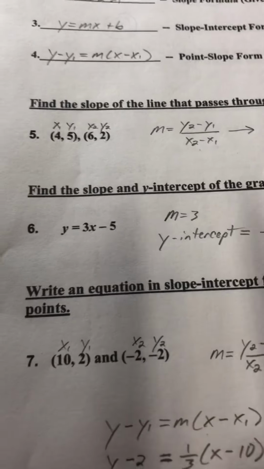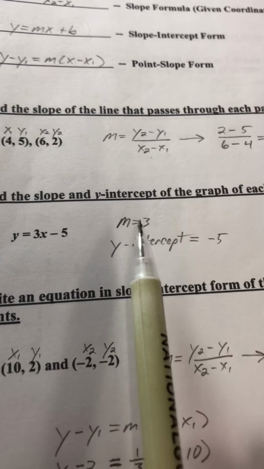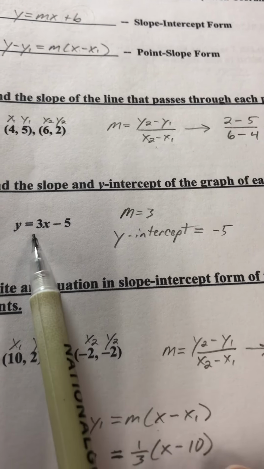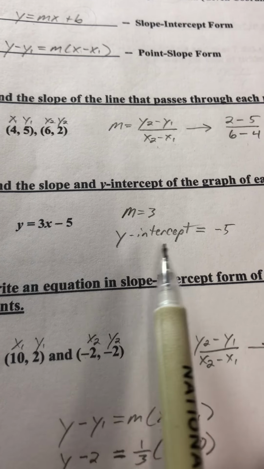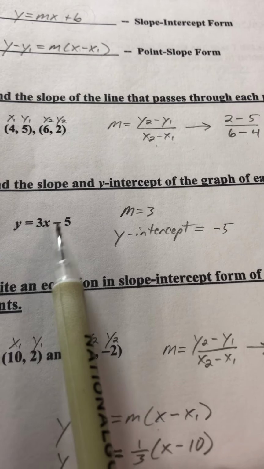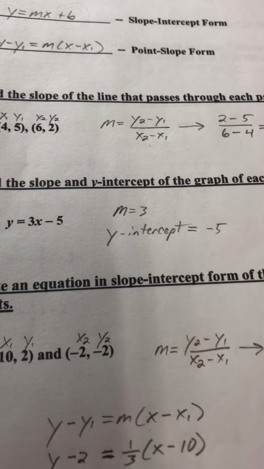Okay, moving forward, this one, it's really easy. Your slope is 3. It's just listed right there for you. And your y-intercept is negative 5, because it says minus 5, so your y-intercept is negative 5.